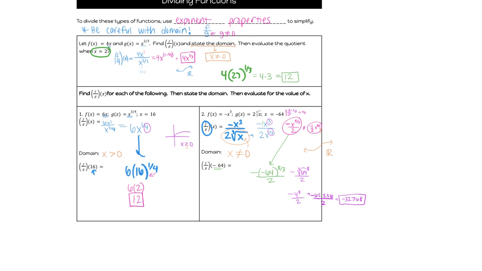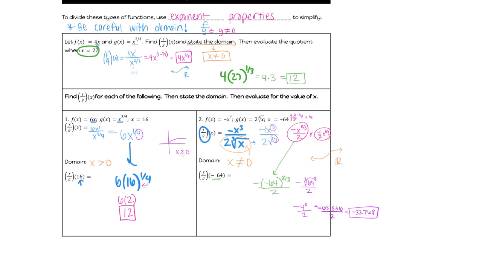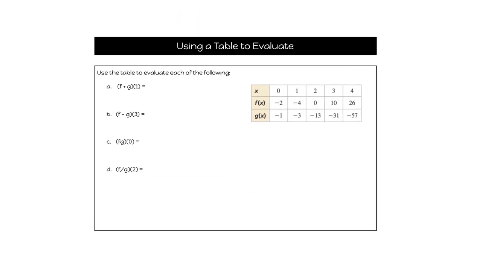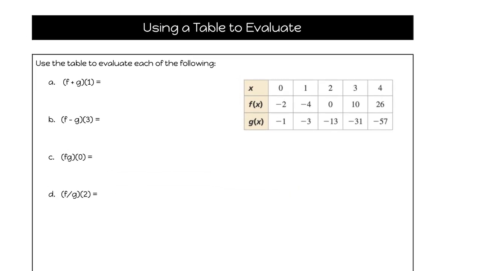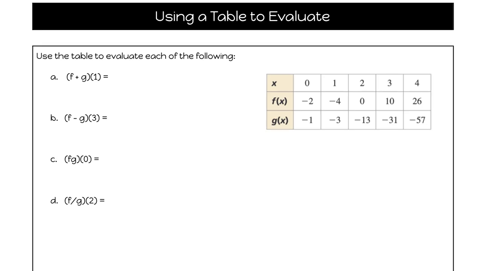All right, we have one last thing to talk about, so go ahead and turn to the next page when you're ready. Okay, so this is about using a table to evaluate functions, and it's pretty simple as long as you understand how to read the notation and how to read the table. So let's look at each of these.